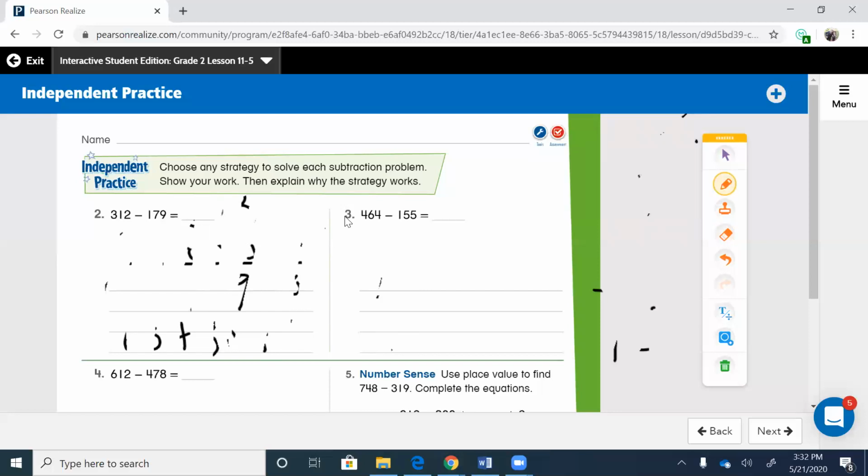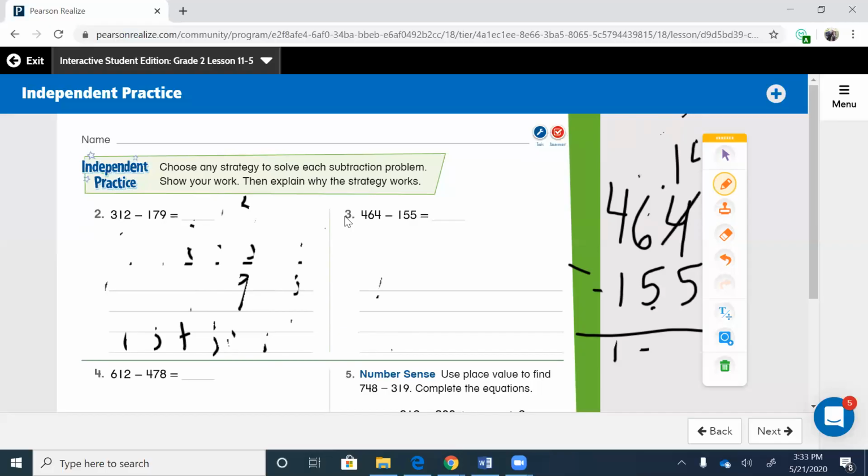I hope you're doing this with me. Biggest number on top, smaller number on the bottom. All right, boys and girls, there's more on the floor here. We have to go next door. That 4 is a 14, it didn't show up very well. 14 minus 5 is 9. 5 minus 5 is 0. And 4 minus 1 is 3. So it's 309.